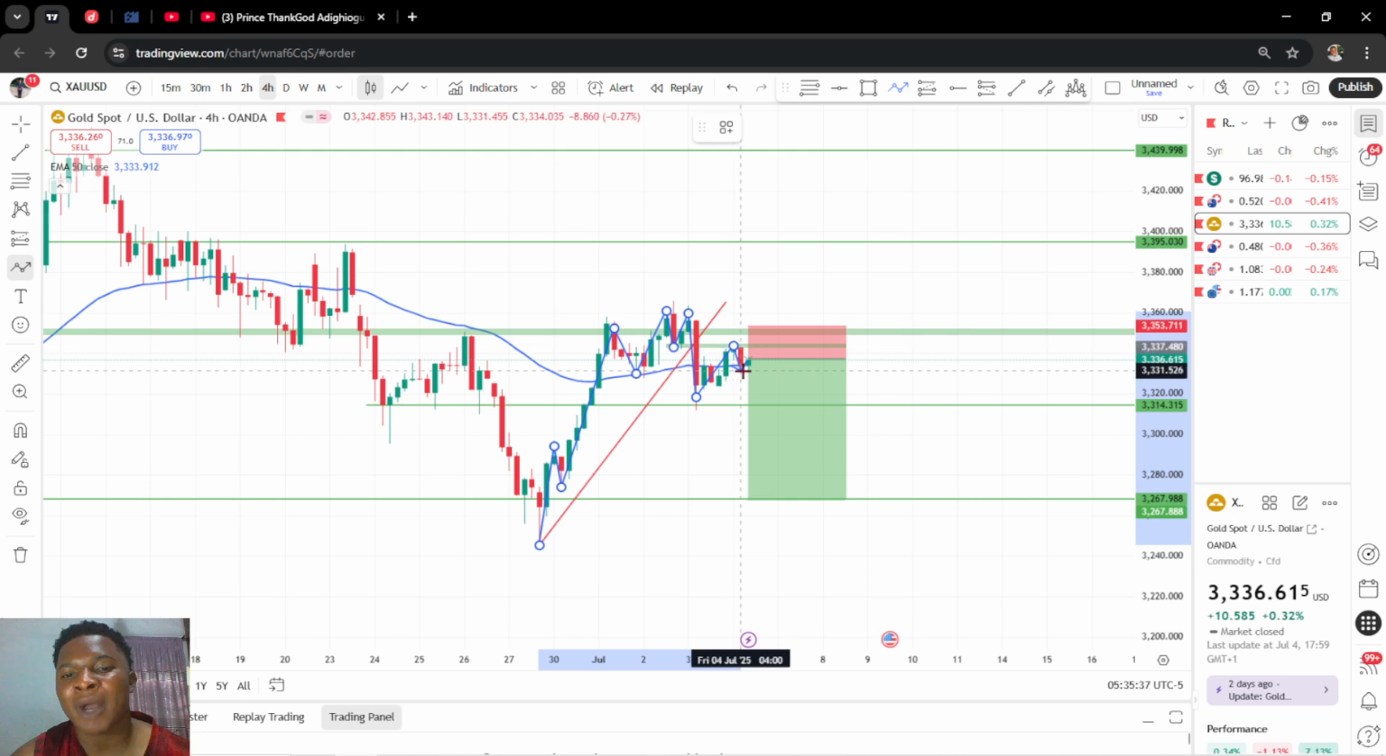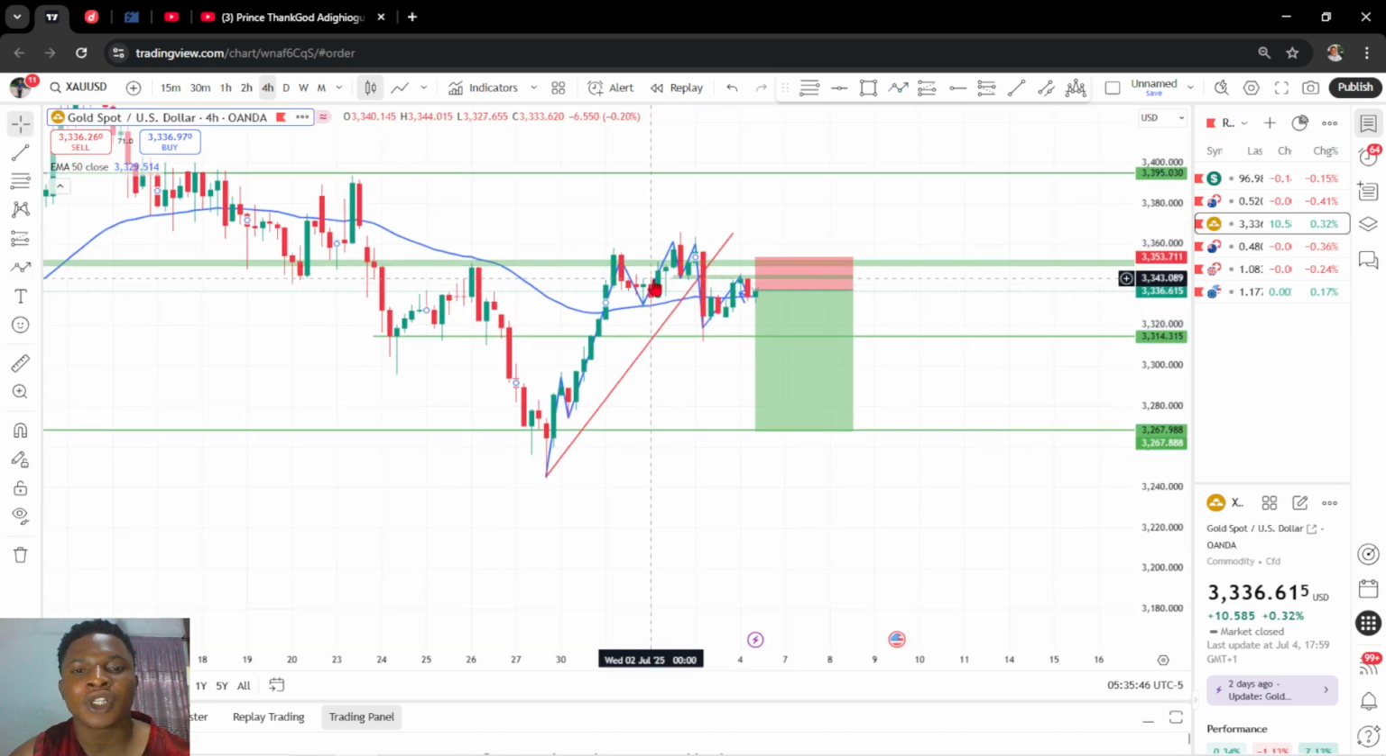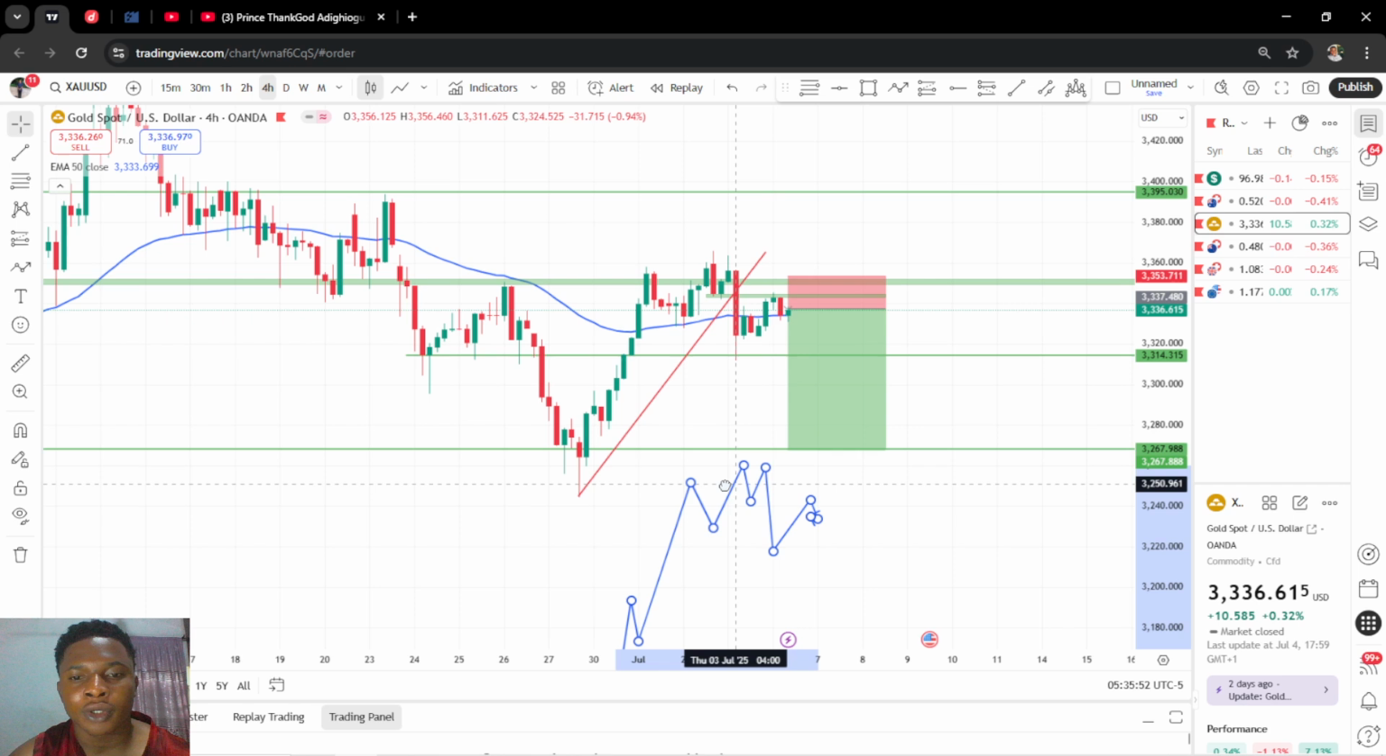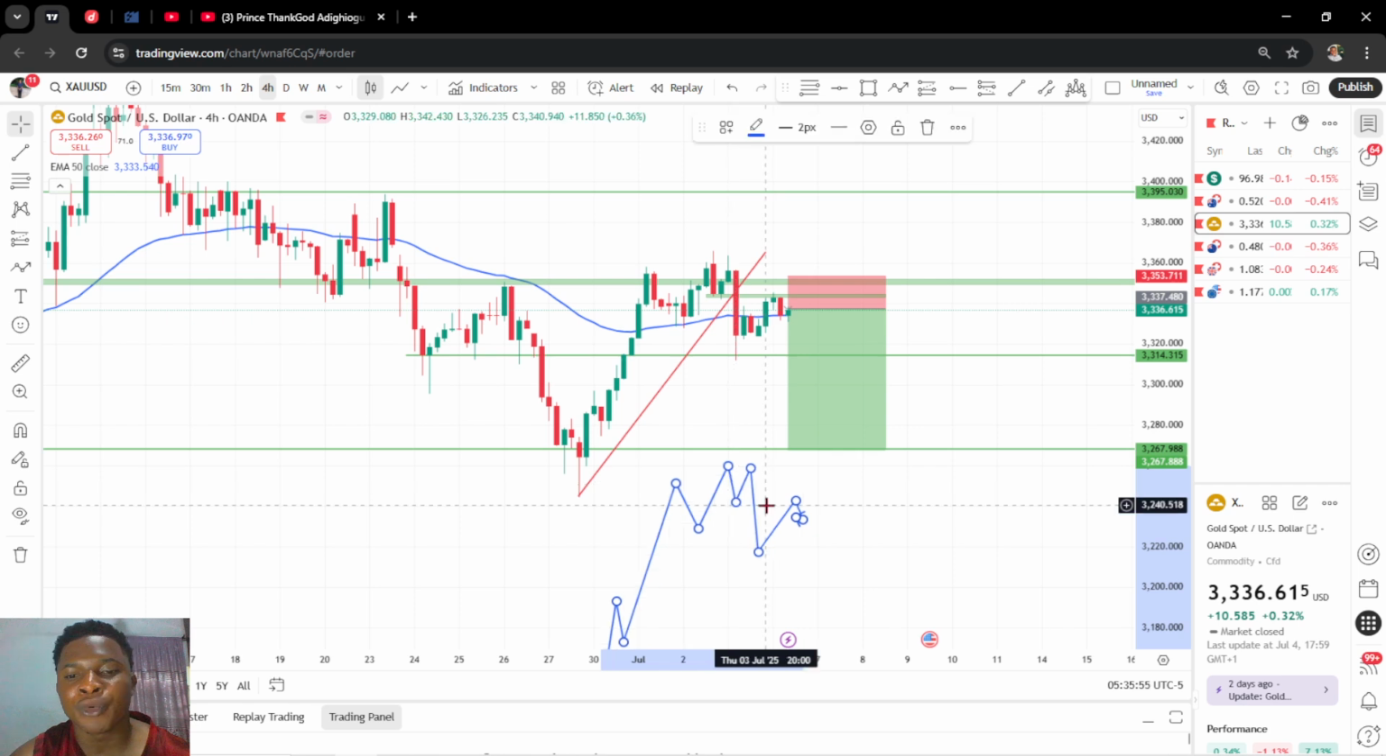Then when the market created that lower high and closed with a 4-hour bearish engulfing candle, this is where I entered my trade. If you can see, this market changes structure here. You can see it shifted from being bullish to bearish. This is how I normally love to trade.